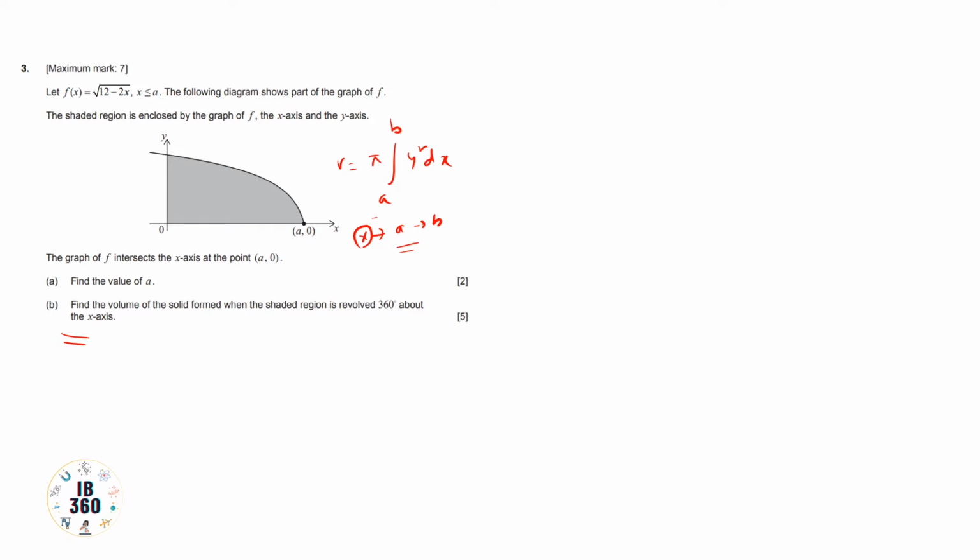So again we will do this. V equals, now we are giving the values, integral from 0 to 6, as we have already deduced a to be 6. So it is from 0 to 6, as the value of a is 6. Then root over 12 minus 2x, whole square, dx. So from here we are getting pi integral from 0 to 6 of 12 minus 2x dx.